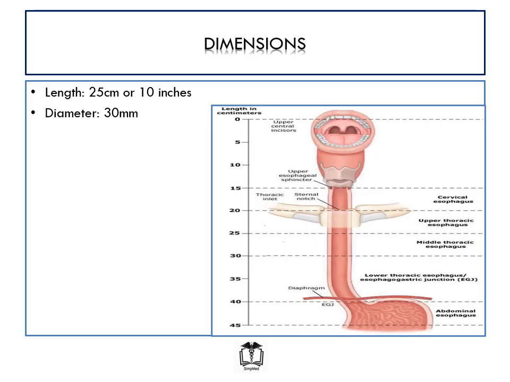In terms of dimensions, the esophagus is said to be measuring about 25 centimeters in length and about 30 millimeters in diameter. That 25 centimeters sometimes is converted into inches, so we tend to remember it as 10 inches or 25 centimeters.